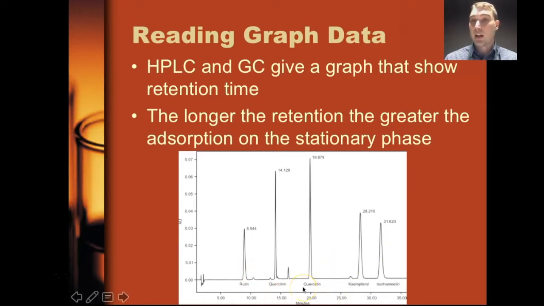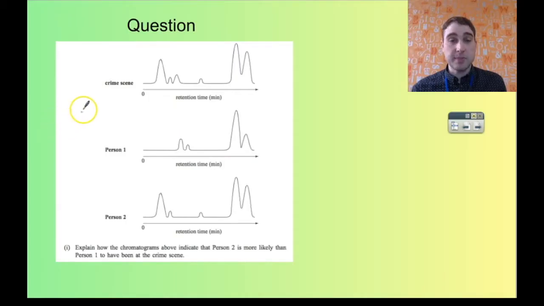Let's assume that our stationary phase is polar. Over here, our isohamilton has a really long retention time of 31.6 minutes. So this would be very polar, as long as the stationary phase is polar as well. Whereas our Rutan down here has a low retention time, so it went through the column really, really quickly. Because of that, it didn't absorb onto the surface of the stationary phase very much, so it wasn't attracted to it. So if our stationary phase is polar, then this would be a non-polar substance or a less polar substance. Let's look at some example questions.